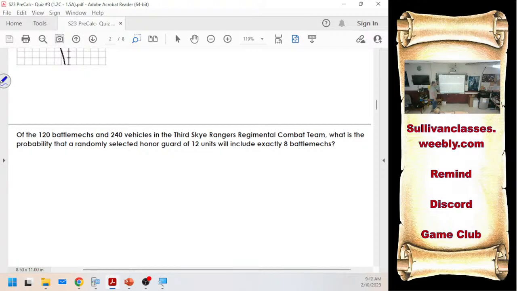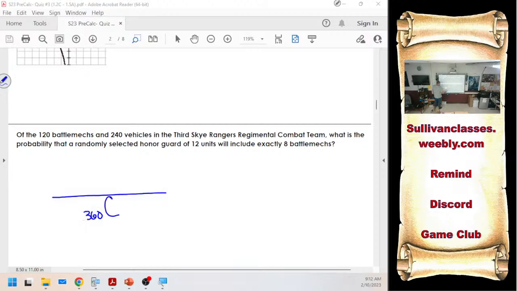Okay? You have 120 battle mechs and 240 vehicles of the 3rd Sky Rangers Regimental Combat Team. We won't talk about the infantry. They're putzes. What is the probability that a randomly selected honor guard of 12 units will include exactly 8 battle mechs? Well, sometimes you got to do randomly selected so that your honor guard has representation across the unit, depending what world they're from. Like, you don't want to do political favors or else people get weird. What is my total selection? How many total things do I have to choose from? 360.